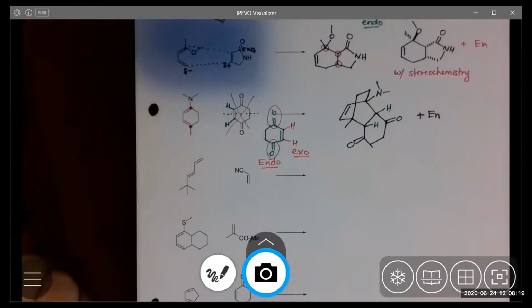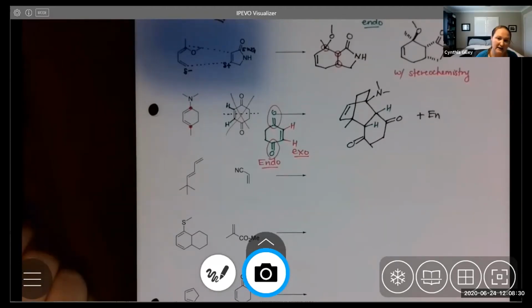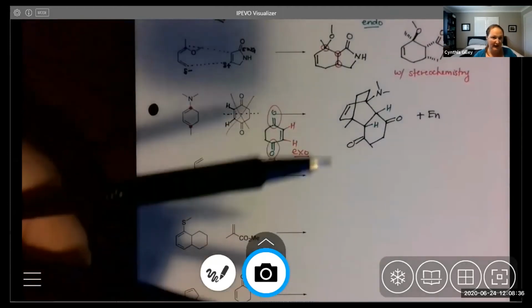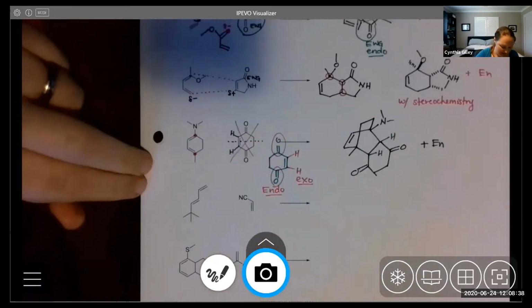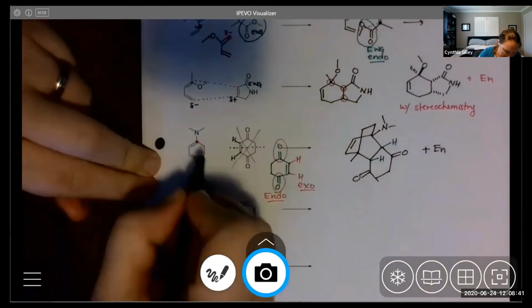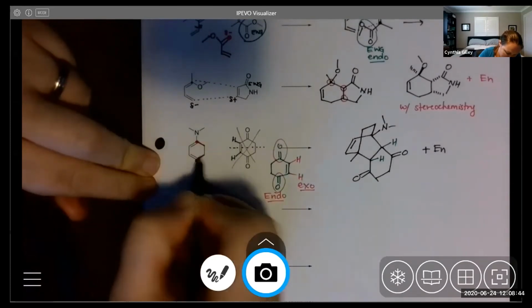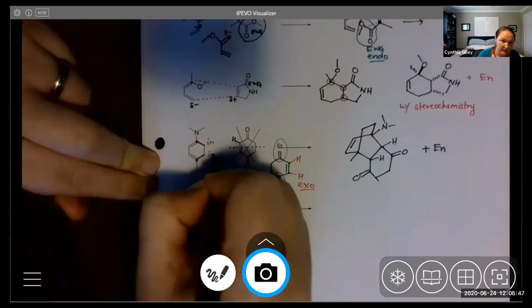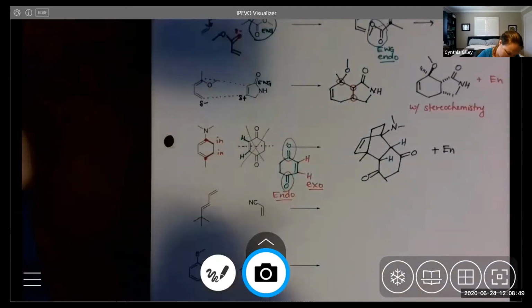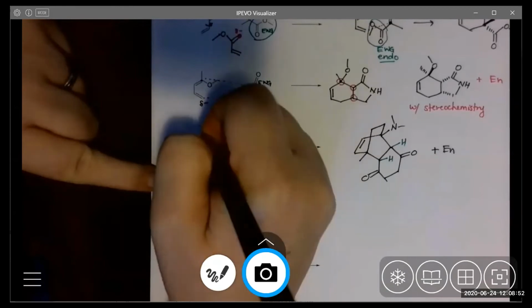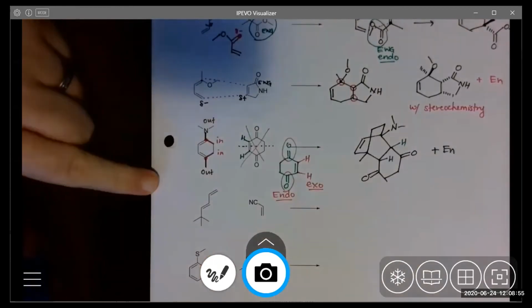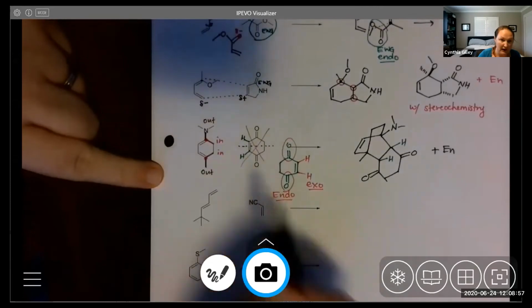For the substituents that are on the bridgeheads, does it matter how we draw those in? Because those are chiral too, right? Right. And it just works out because, okay, I know it's very confusing. Think about the diene over here. Think about the in and the out. So these two are in, whereas over here, these groups are out. The dimethylamine is out.